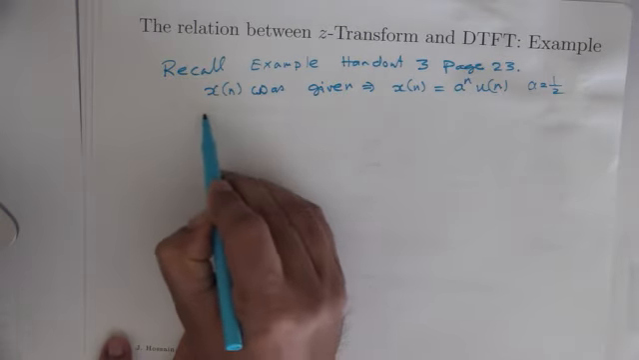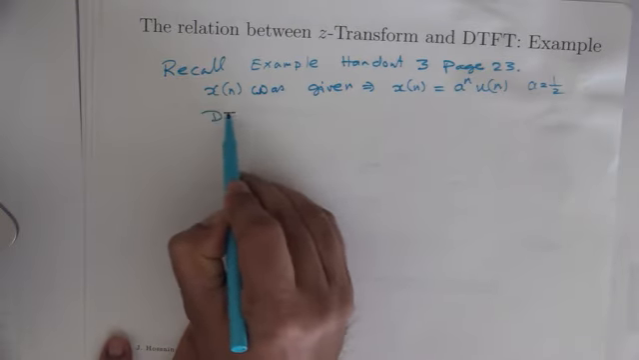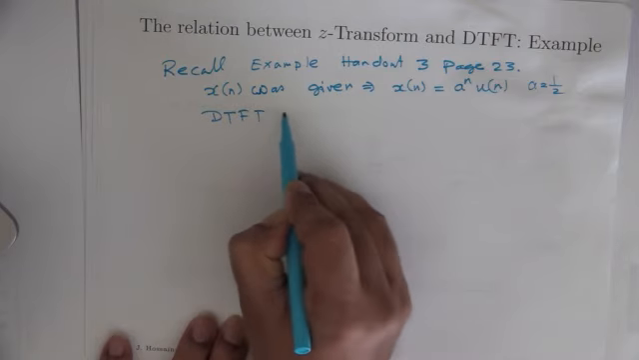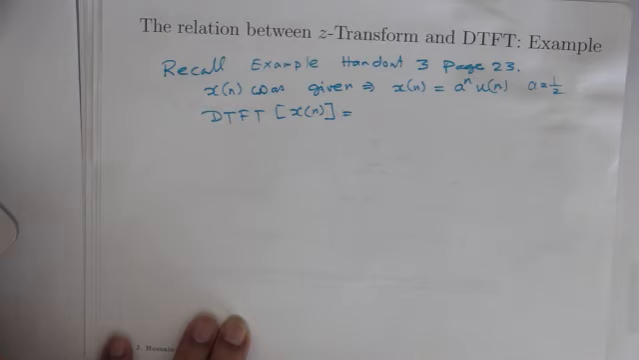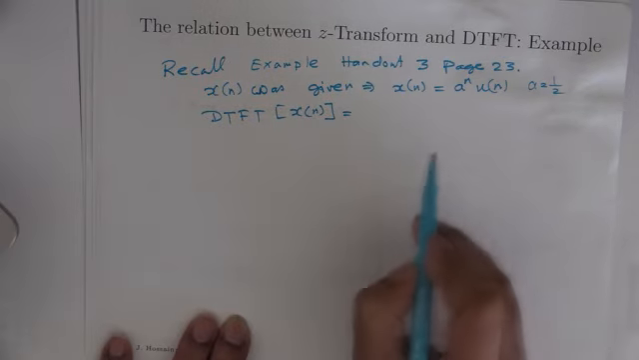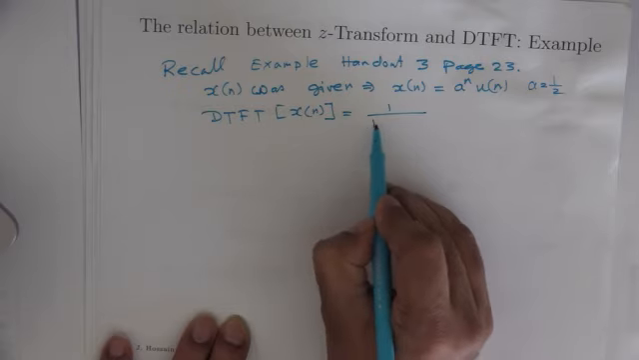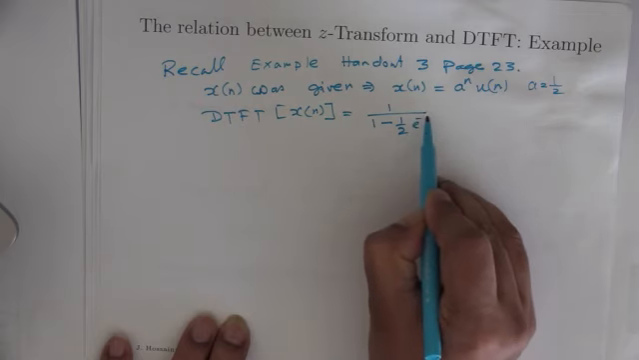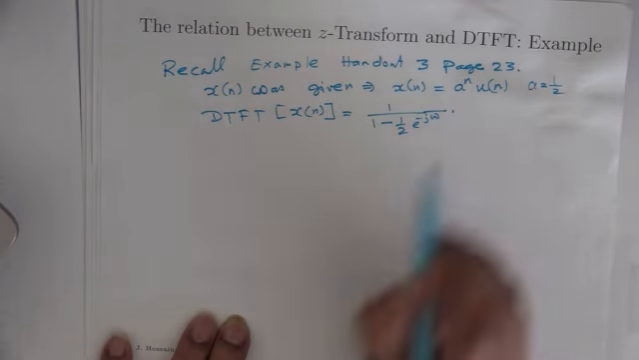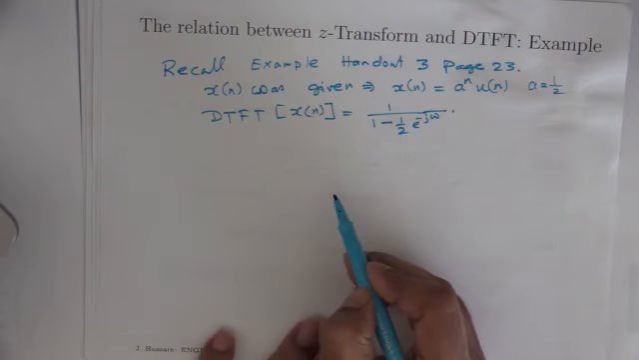And we know the discrete time Fourier transform of x[n], if you look at that example, was 1 over 1 minus half times e to the power minus j omega. This was the case, right? So that was the case.